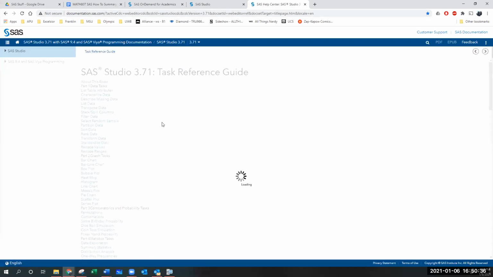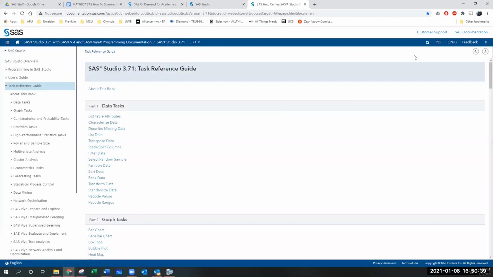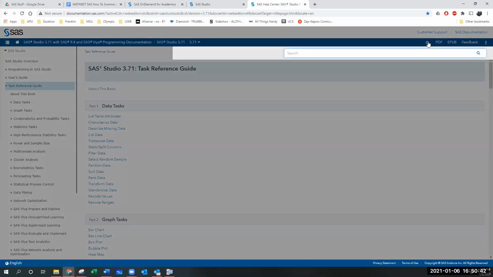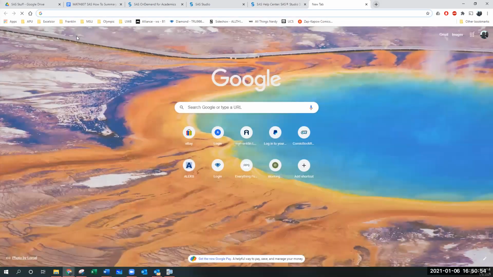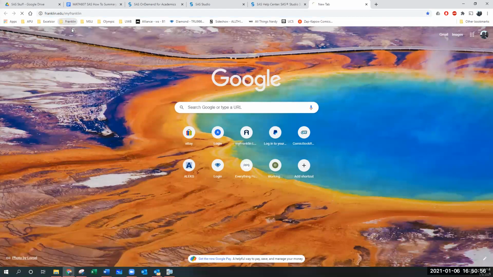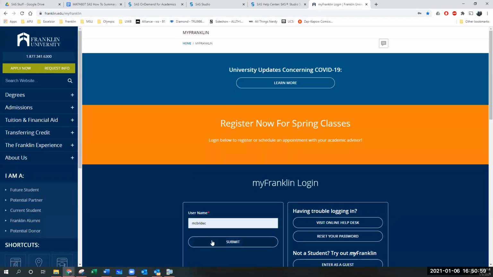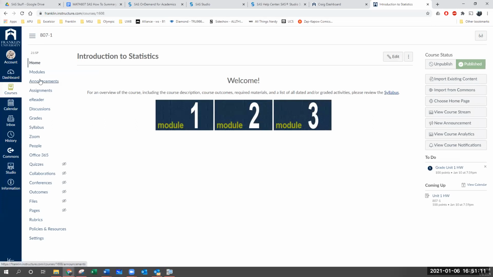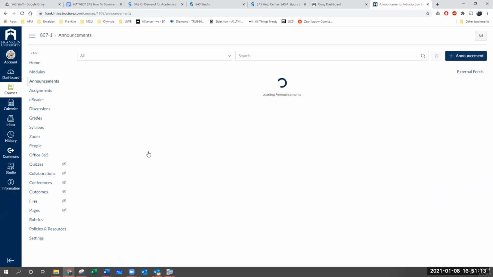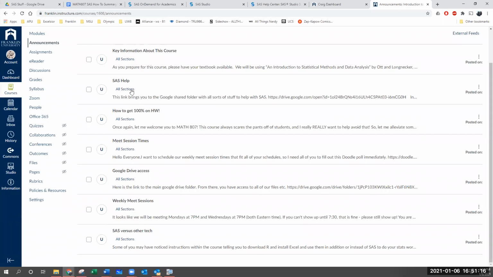documentation.sas.com. This is a great place to search for things like that. So you could go in and just search decimal places. And while that's loading, I'll go see. I thought I had that link in the classroom. I think it's under the SAS help announcement. SAS help.